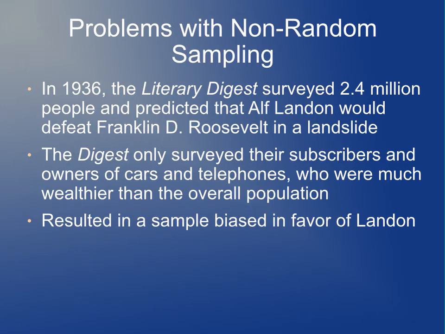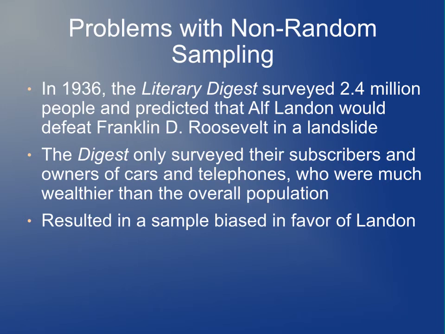In this case, the issue was that they had a survey population that was not representative of the overall population. They only surveyed their own subscribers and people who had cars and telephones, because these were the people that they could contact easily. These people were much wealthier than the overall population. Cars and telephones were still luxury items at the time, particularly in the middle of the Great Depression, so you ended up with a sample that was biased grossly in favor of Landon.